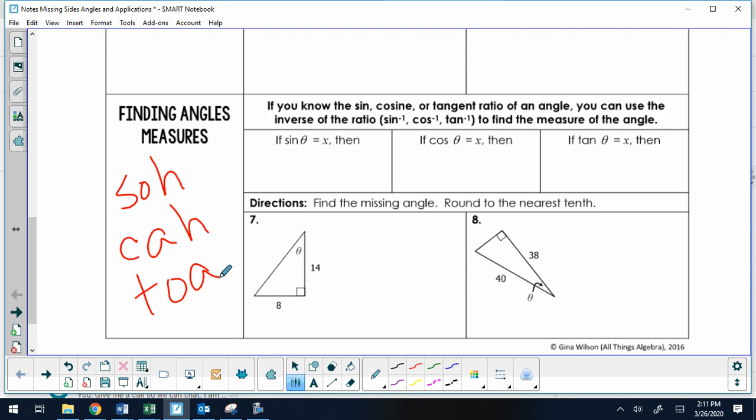So we talked about if I need three things: the angle, the opposite, and the hypotenuse for sine; the angle, the adjacent, and the hypotenuse for cosine; the angle, the opposite, and the adjacent for tangent. As long as I know two of those three things, then I'm good. Well, we were looking at sides in the last video. In this one, we're going to look at the angles.